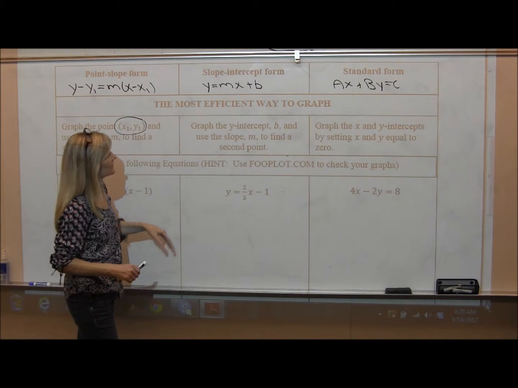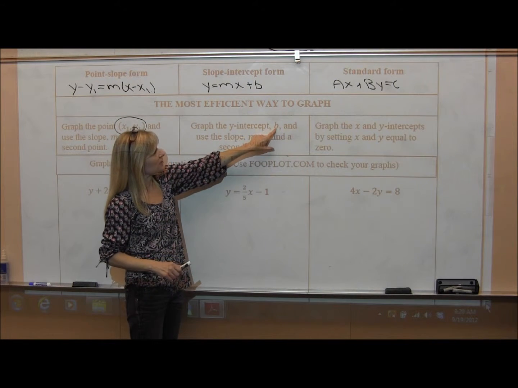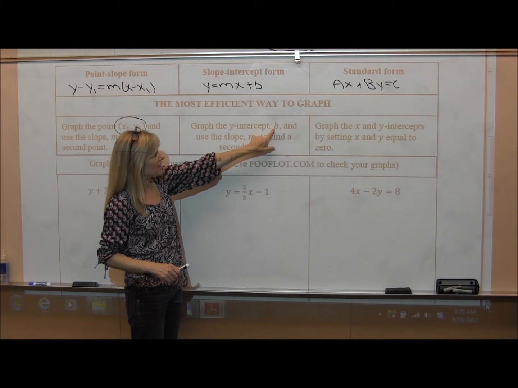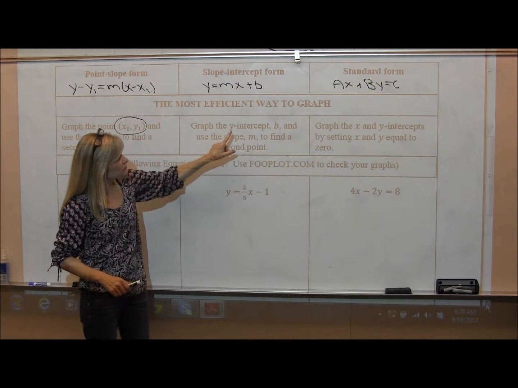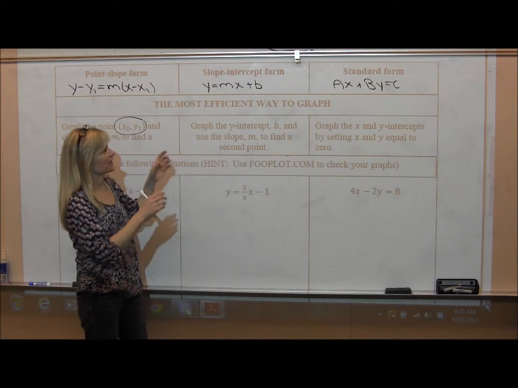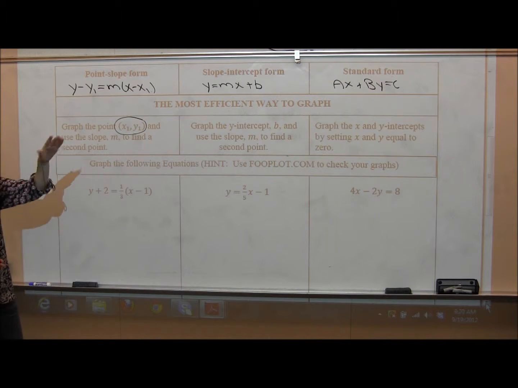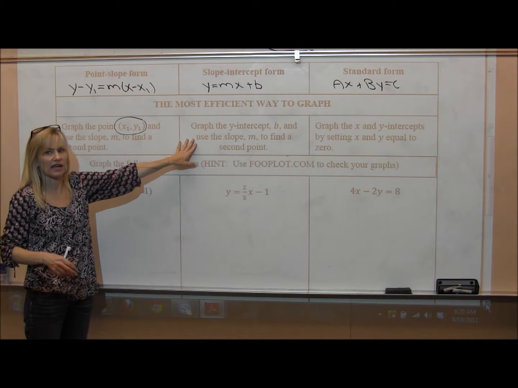Okay. Same thing with this, but here you're going to start at your y-intercept. So you graph a point, and then you use your slope to find your second point. And 2 points make a line. So you can then, in both of these cases, draw a line.